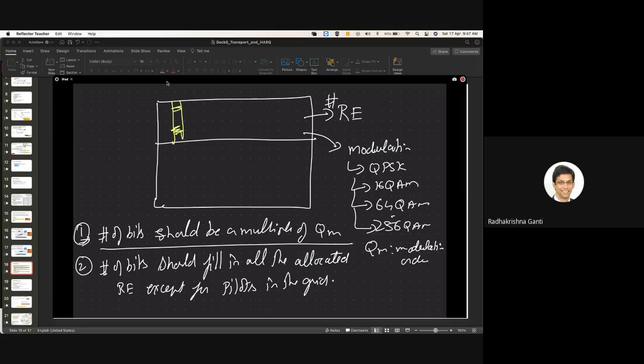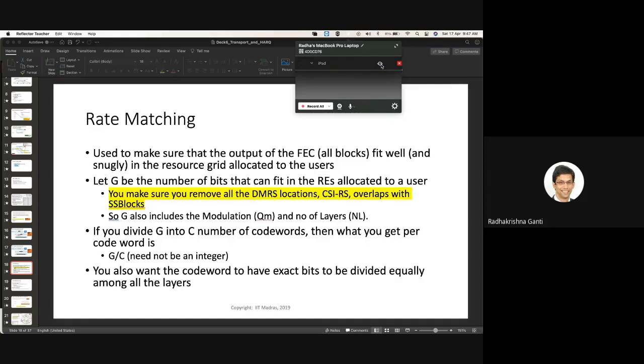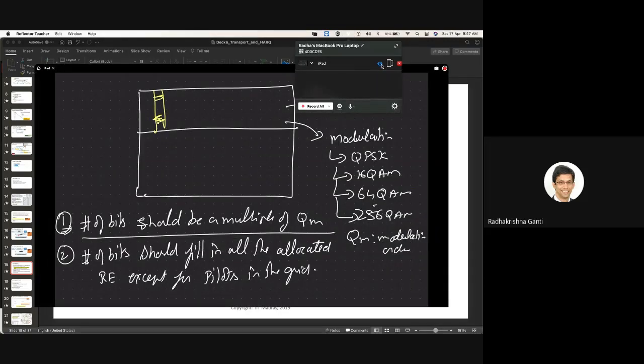So this should all happen. Now let's get back to the slides. Oh, sorry, there's one more thing. If you have multiple layers, which is MIMO, multiple layers means you'll have multiple resource grids. Each resource grid goes into one antenna. So the number of bits should also be a multiple of the number of layers.